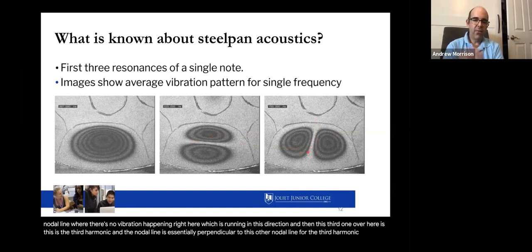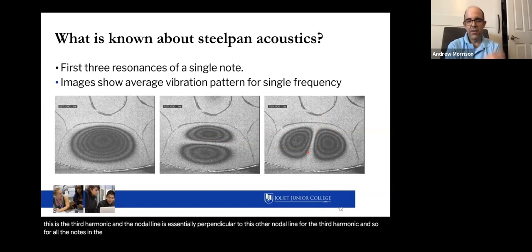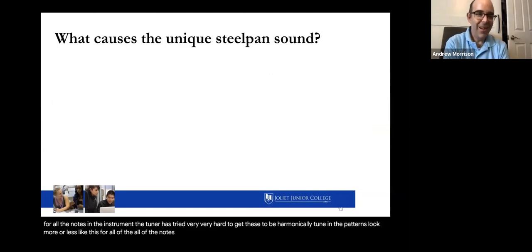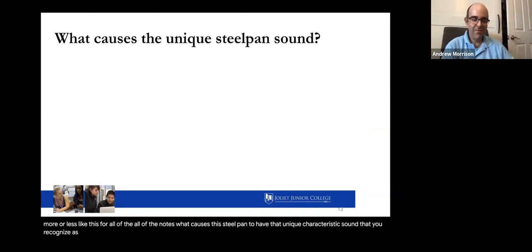For all the notes in the instrument, the tuner has tried very, very hard to get these to be harmonically tuned, and the patterns look more or less like this for all of the notes. But again, the question is, what causes the steel pan to have that unique characteristic sound that you recognize as its distinctive sound?